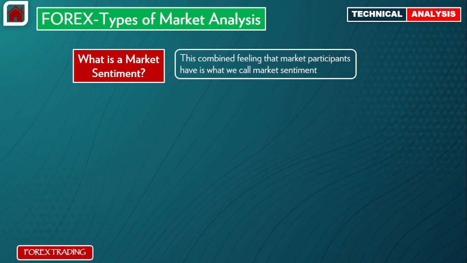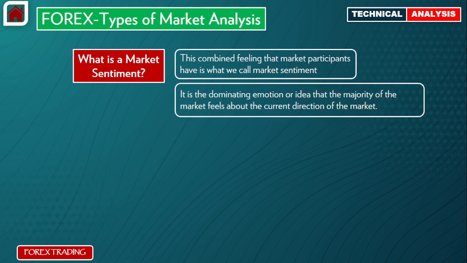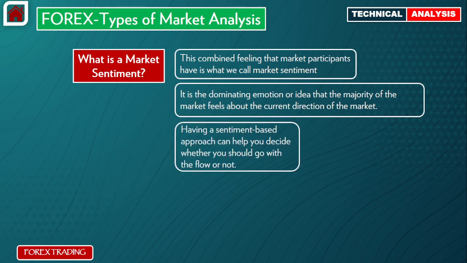So what is market sentiment? Let's get into more detail. This combined feeling that market participants have is what we call market sentiment. If the market is in an upward direction, all the other market participants feel that the market is bullish, it's an upward trend. So this is what is called market sentiment. It is also the dominating emotion or idea that the majority of the market feels about the current direction of the market, as I just discussed.